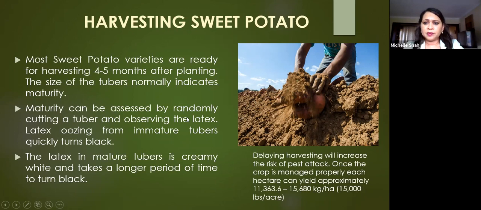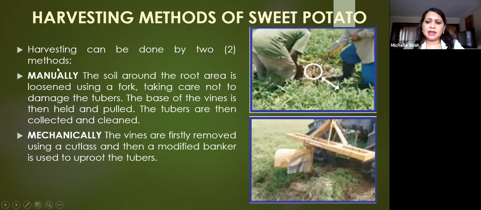Harvesting methods, we have two types, manual and mechanical. We see the top one where manual methods are used, where the root area is loosened using a fork, taking care not to damage tubers. In the mechanical method, the vines are removed using a cutlass, then a modified banker, which is harvesting equipment, is used to uproot the tubers. So we have two basic types of harvesting shown there.